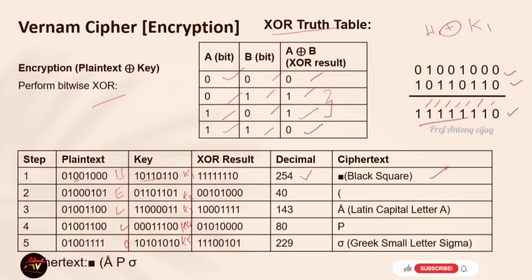Likewise we have to repeat for E, L, L, O. You will get different values like 40, 143, 80 and 229. For 40 you get a square bracket, for 143 you get a Latin capital letter A, for 80 you get P, and for 229 you get a small letter sigma. So finally our ciphertext will be like this. This ciphertext will be in the form of random characters, so intruders will not be able to find the message.